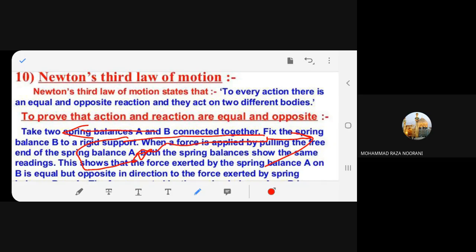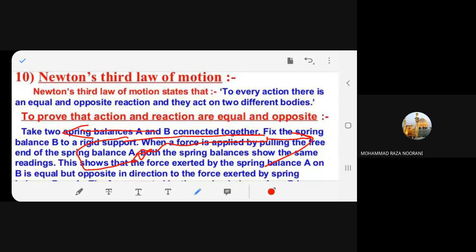Have you ever heard that when you shoot, it recoils? The rifle hits you back on the shoulder when the bullet goes ahead. That is called reaction. Action is firing the bullet. Reaction is the backward portion of the rifle hitting you on the shoulder.